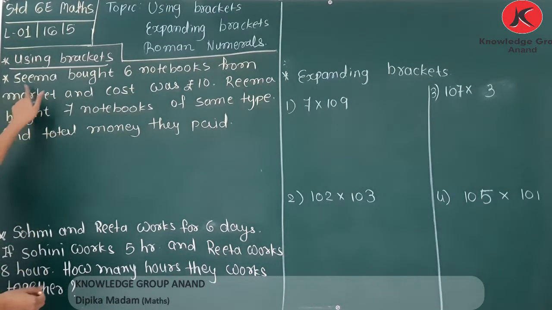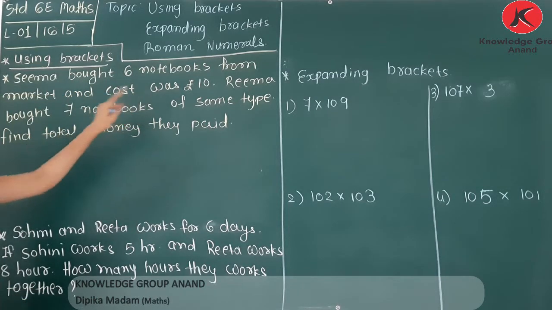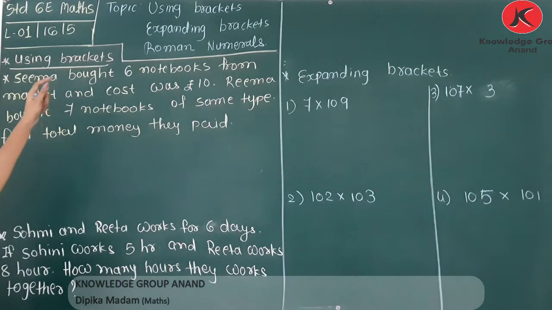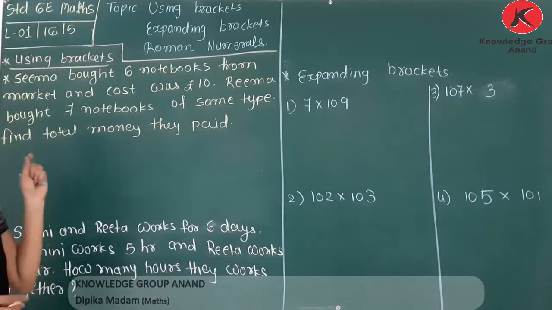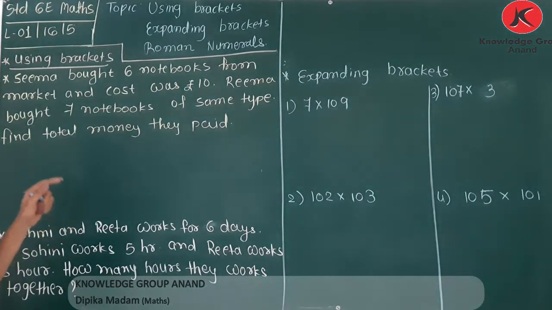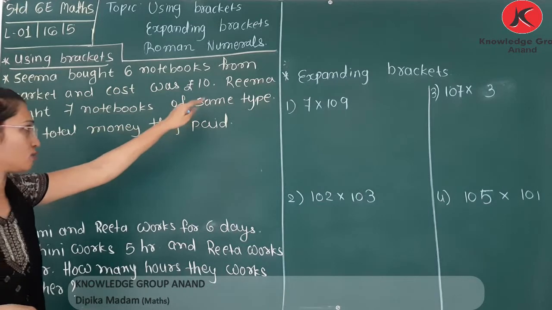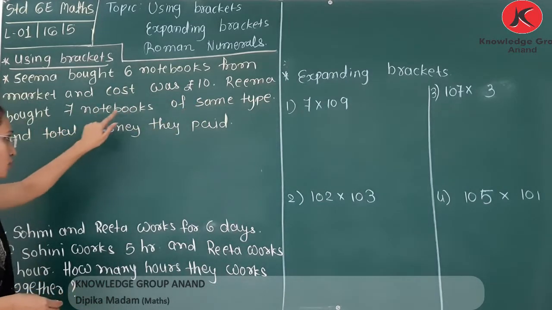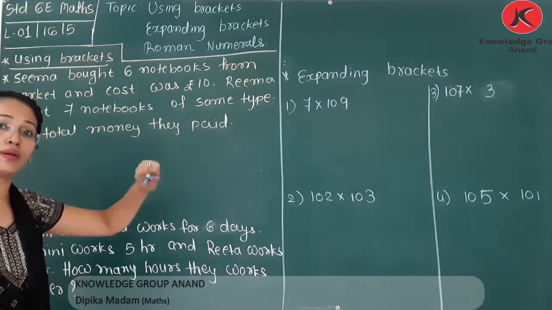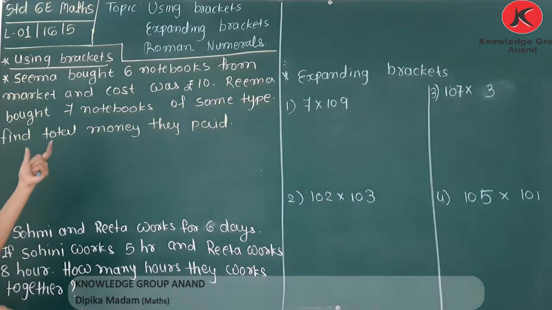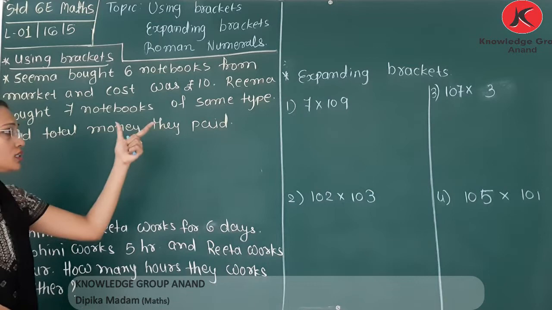So first, Seema got 6 notebooks from the market and the cost was ₹10. What does the statement say? Seema got 6 notebooks, cost is ₹10. 6 notebooks bought, meaning the cost is ₹10. Reema got 7 notebooks of the same type. Reema bought the same notebook, but 7 of them. So what is the total money they paid?